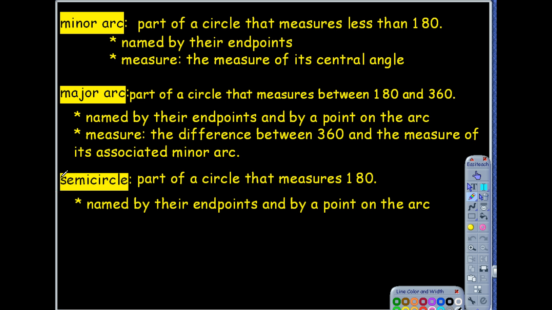Next, we've talked about minor arcs, major arcs, and semicircles. Like I said, we've already said this before, so this is just a refresher. A minor arc measures less than 180. They're named just by their endpoints, like arc BC. The measure is the same as the measure of its central angle. Major arcs are a part of the circle between 180 and 360, so larger than a straight line but not quite the entire circle. They're named by their endpoints and by a point on the arc.